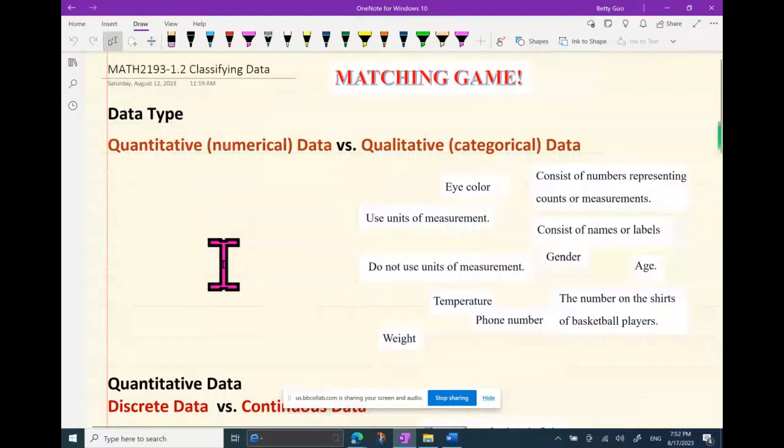Section 1.2. What do we do in section 1.2? We learn how to classify data. Statistics is all about data. How do you design your research to collect data, organize data, analyze data, and interpret the result from the data.